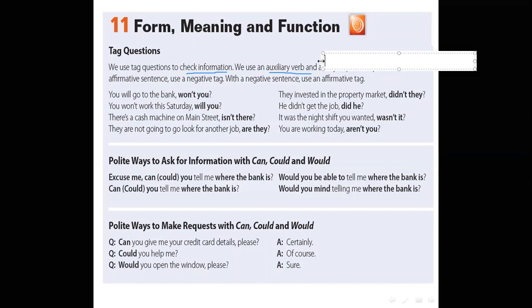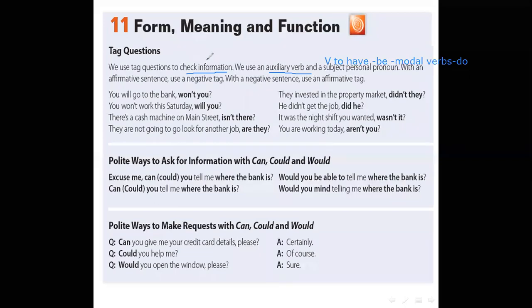Auxiliary verb is verb to have, or verb to be, in the present or in the past, or modal verbs, or verb to do. Okay.